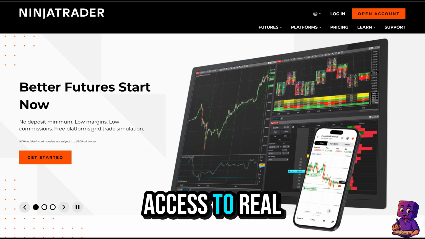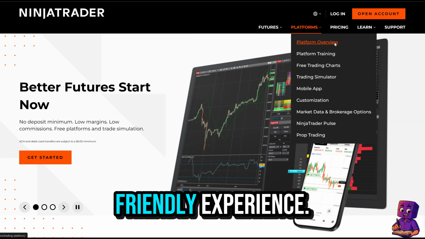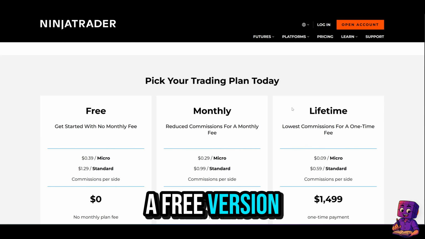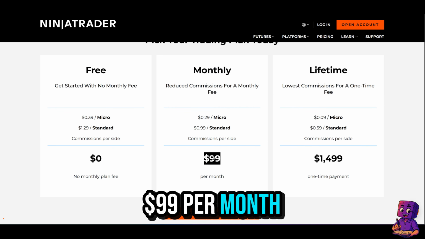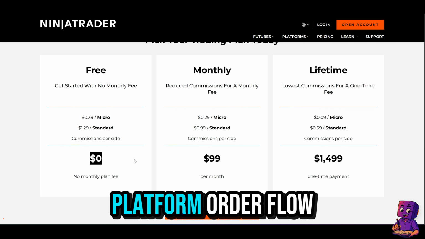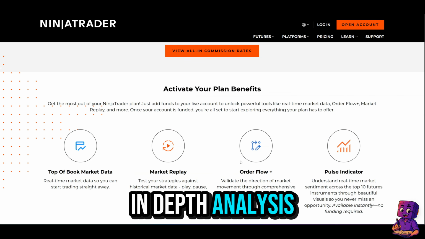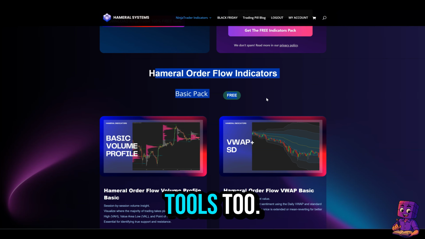NinjaTrader offers access to real data, lots of add-ons, and a very user-friendly experience. It has two options, a free version and a paid version, $99 per month. The paid version includes the platform order flow, plus tools for in-depth analysis like volume profile, VWAP. You can get free order flow tools too.